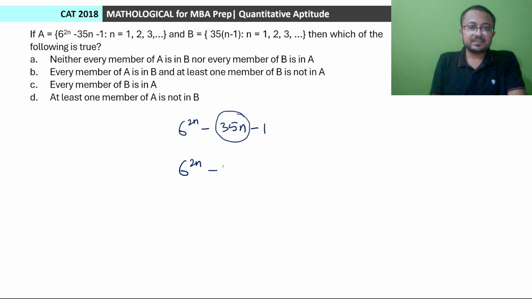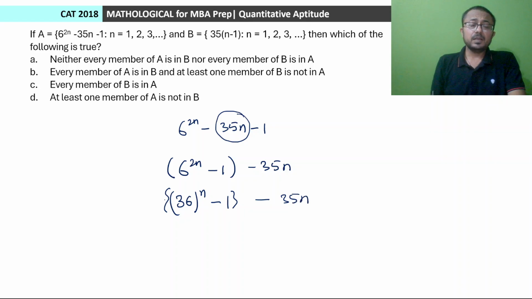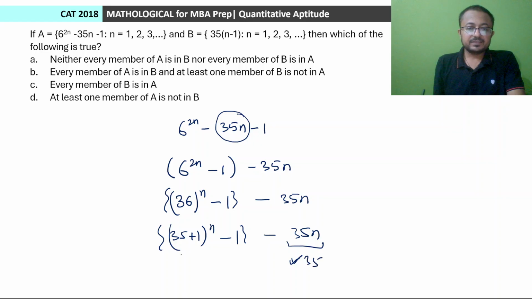So if we rearrange the terms, 6 to the power 2n minus 1 minus 35n, or 6 to the power 2n is basically 6 to the power 2, that is 36 to the power n, minus 1 minus 35n, and 36 is basically 35 plus 1 to the power n minus 1 minus 35n. So this part is divisible by 35. Similarly, this part will also be divisible by 35. Isn't it so? 35 plus 1 to the power n minus 1. This is also divisible by 35. So both parts are divisible by 35. So their difference will also be a multiple of 35.